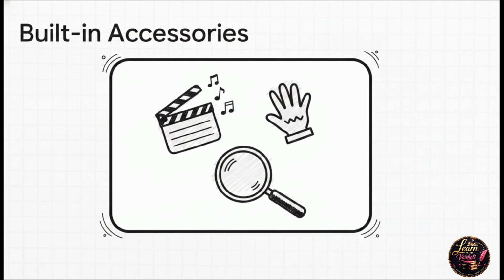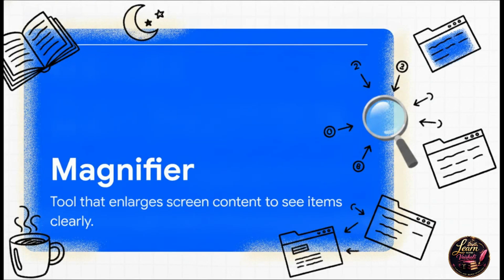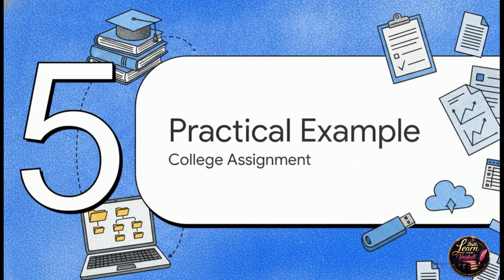Let's actually look a bit closer at that last one because it's incredibly practical for everyday use. The Magnifier is a tool that literally enlarges the content right there on your screen. This is a perfect example of how Windows tries to accommodate absolutely everyone. Imagine you're studying late at night, your eyes are tired, and the screen text is just way too small to read comfortably. You don't have to squint or strain your eyes, you just fire up the Magnifier tool, zoom right in, and instantly make the content crystal clear and accessible. It's a real lifesaver. And that brings us to Section 5, the college assignment example.